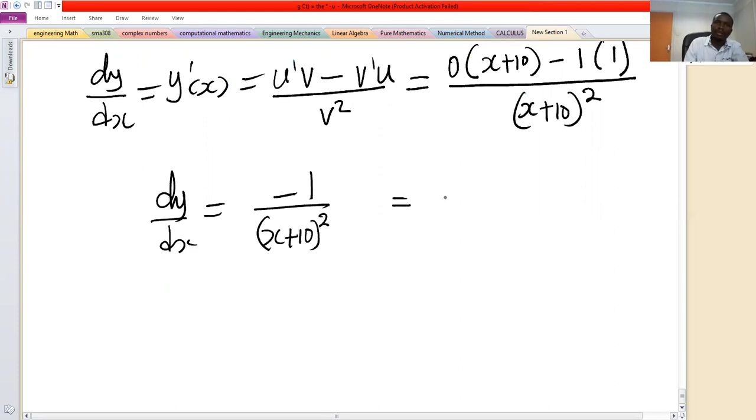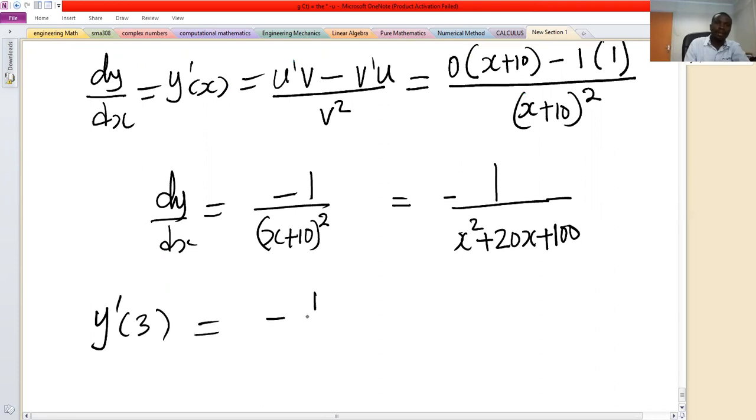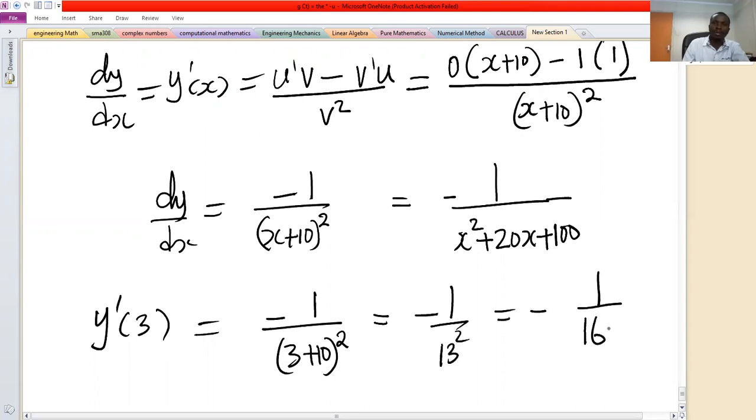You can leave it here, or you can simplify it further as negative 1 over (x squared plus 20x plus 100). And then the derivative at 3 will be negative 1 over (3 plus 10) squared. It will be negative 1 over 13 squared, which is negative 1 over 169.